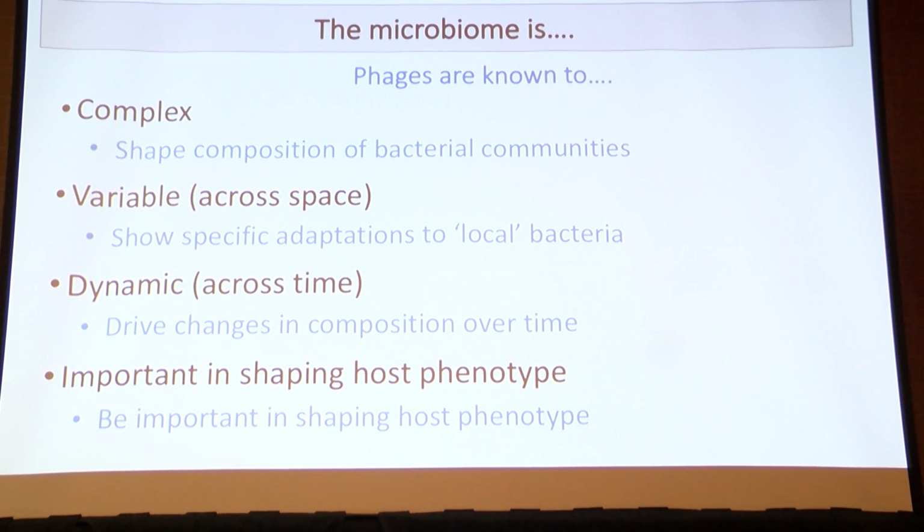So I've shown you that phages can shape the composition of bacterial communities. They can show specific adaptations to bacteria, therefore maybe driving two hosts apart. They can drive changes in community composition over time. And of course, phages are fundamentally important in shaping bacterial phenotype. If we're saying that bacteria are important to our phenotype, well, you do the math. And with that, I will take questions.